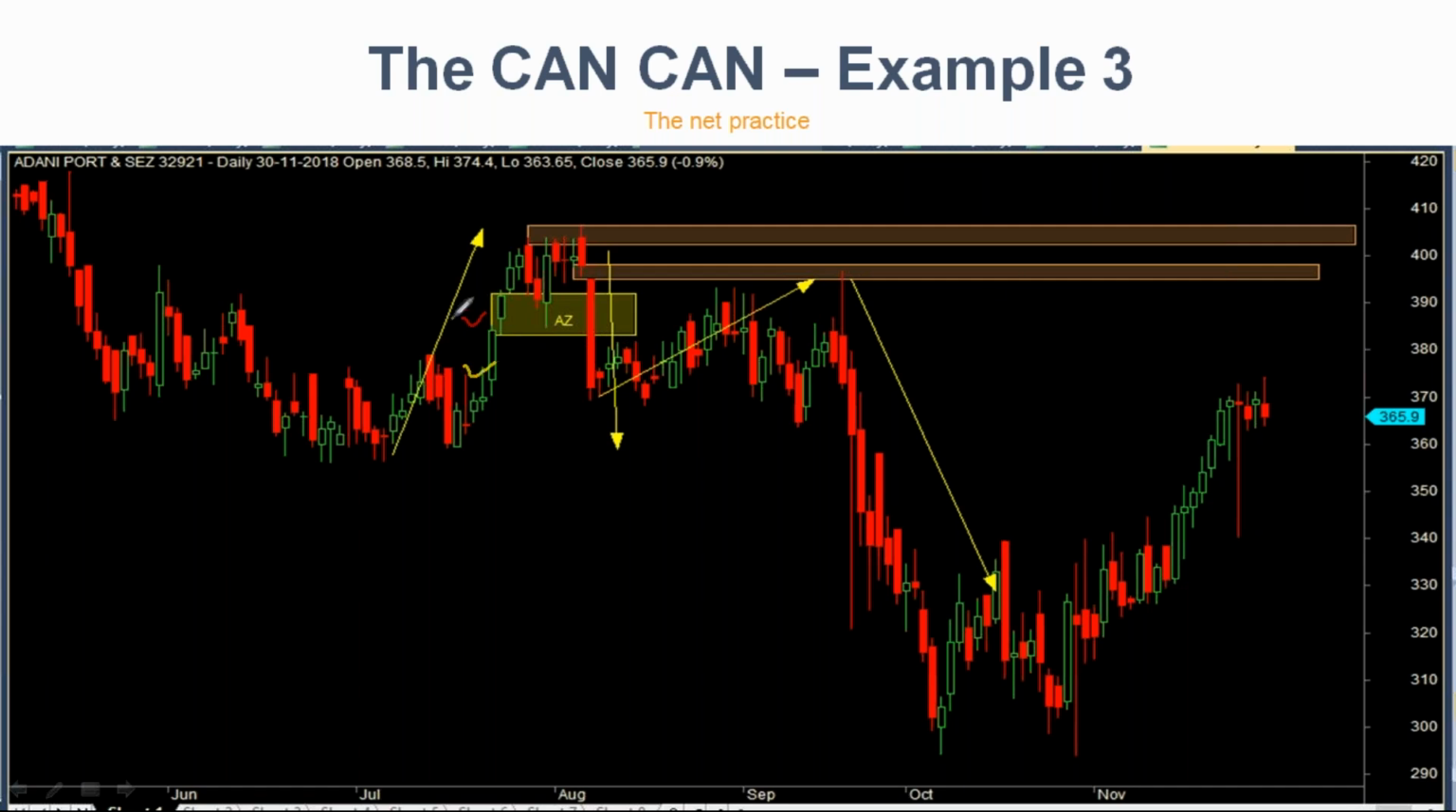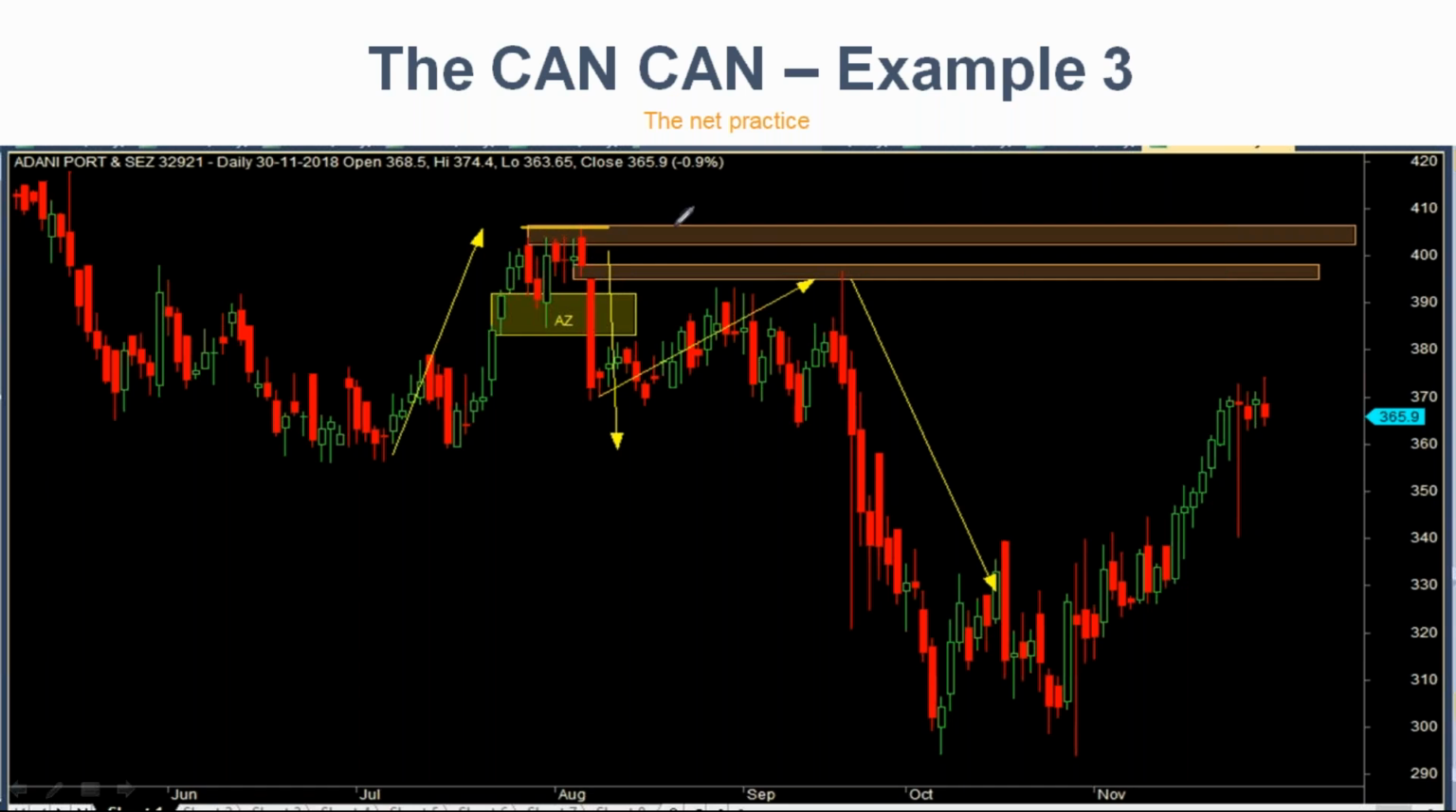Okay, rally base rally, that is the authentic zone. The authentic zone was broken. Who broke the authentic zone? That red momentum candle broke the authentic zone. Where is the source of engulf? The source of engulf is this. Or where is the origin of engulf?